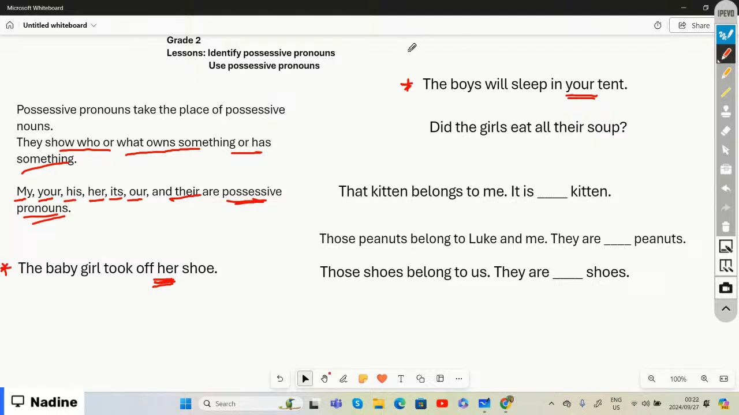And then the next one was, the boys will sleep in your tent. And if we were to identify our possessive pronoun, then we say it is your tent.